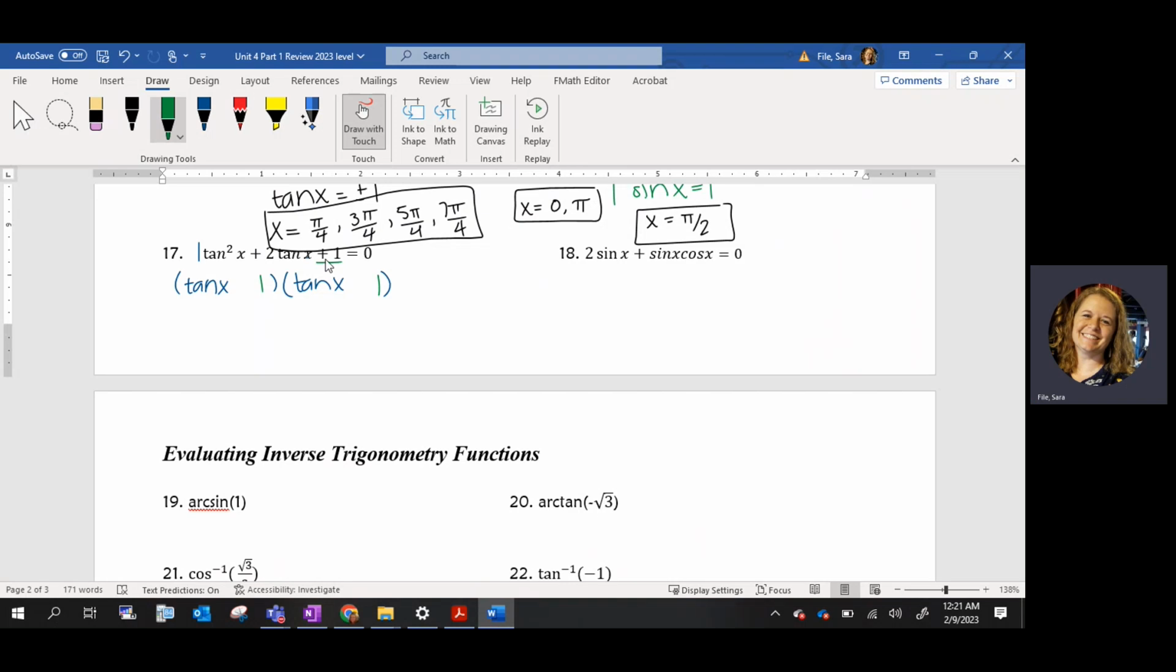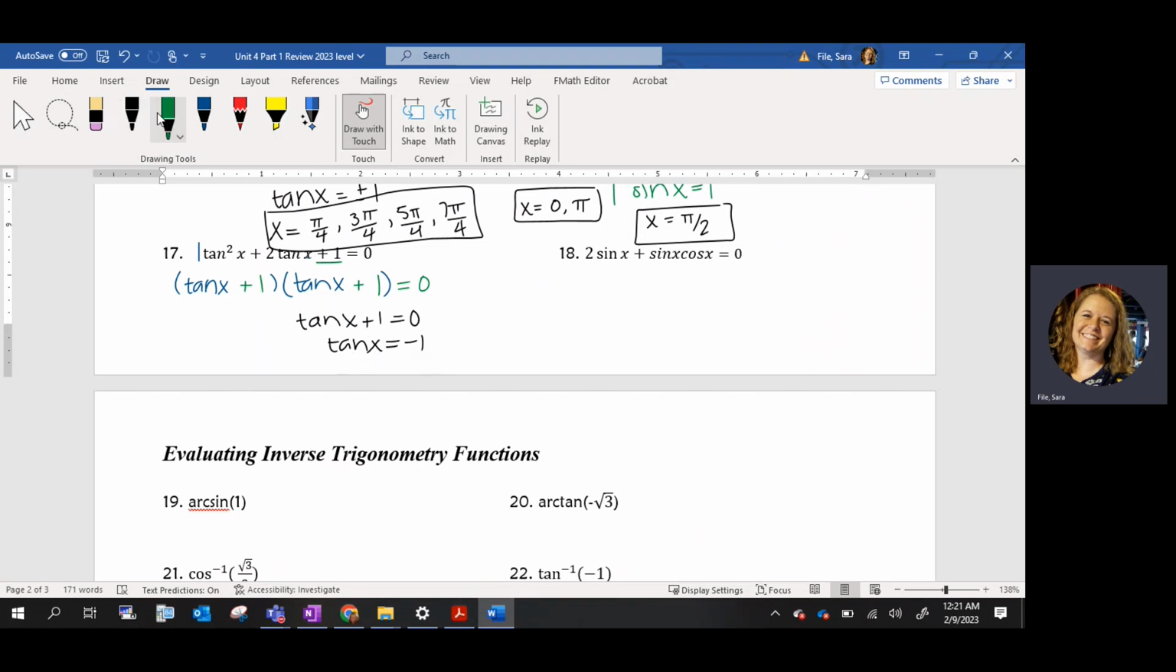Now, I need them to be the same sign to multiply to a positive, and I need them to add to positive 2, so I want both of them to be positive. So here I actually end up with two identical factors. I don't need to solve both. They're exactly the same. I'm just going to solve it once by subtracting that 1, and then answering where is tangent negative 1.